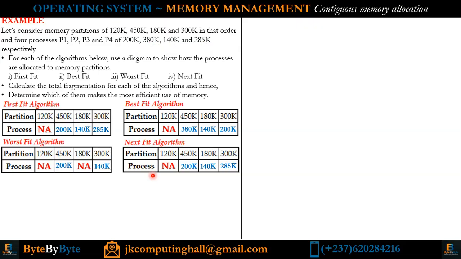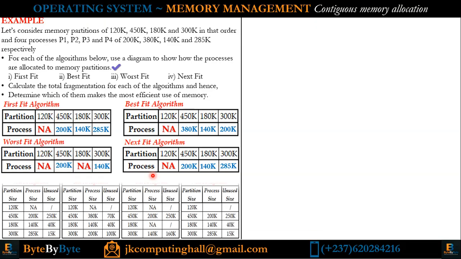So now let us look at the second part, which asks us to calculate the total fragmentation for each of the algorithms. At this level, total fragmentation is the sum of internal and external fragmentation. In the previous video, we showed how we can obtain these different fragmentation types. So this is what we have in general. I'm going to explain for the first fit, and you are going to see that it's the same thing for the other fits.